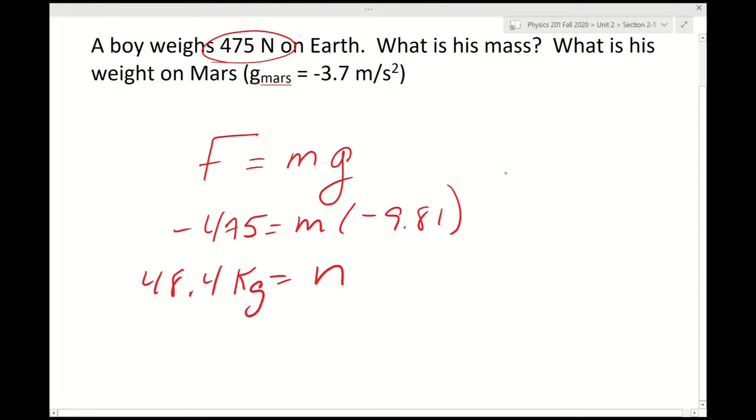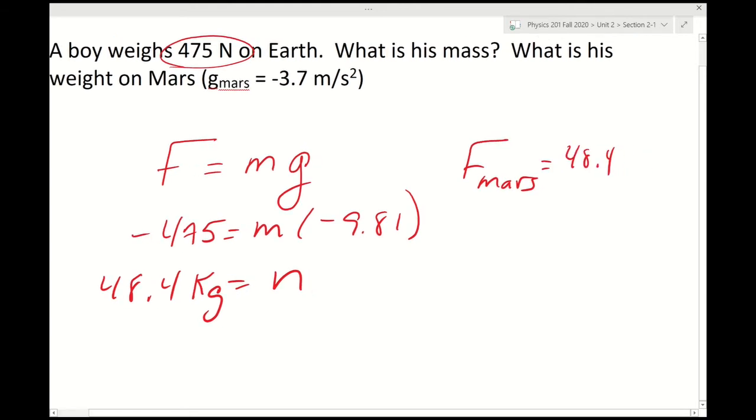Then on Mars, we can simply take that same mass and multiply it by the acceleration due to gravity on the surface of Mars, which gives us a weight, and I'm putting a negative on here just to emphasize that it's down, of 179 newtons.